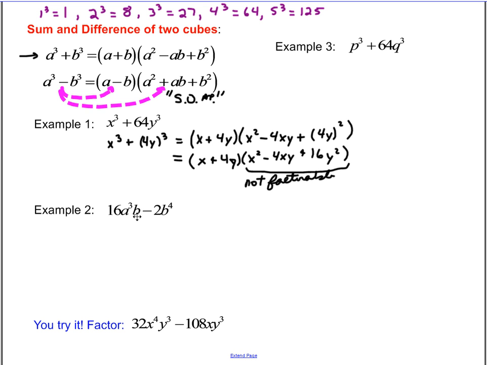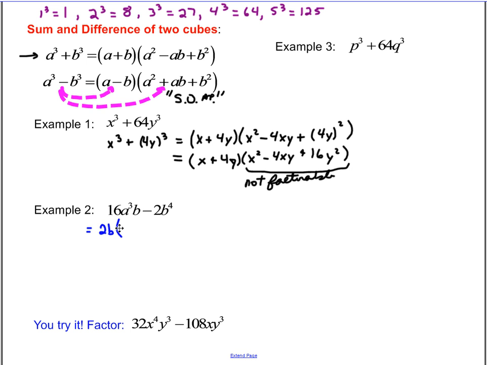Well, 16 is not a perfect cube, and 2 is not a perfect cube, and we notice that we've got a fourth power here and a b over here. Well, if you don't recognize it right away, you should note that, of course, there is a common factor here, and we should always remember to factor out that common factor. So let's talk about it. We've got 16a cubed b. It looks like we can take 2b out of everything.